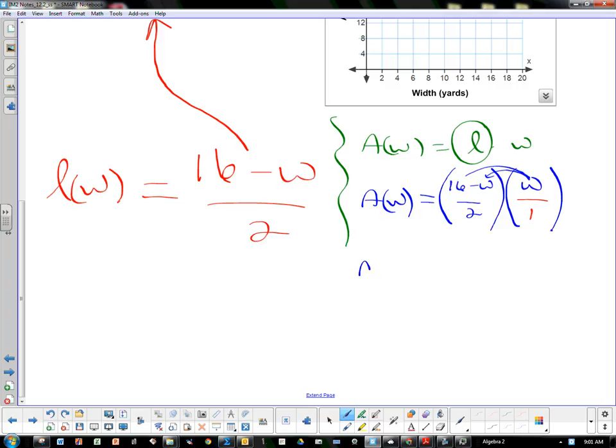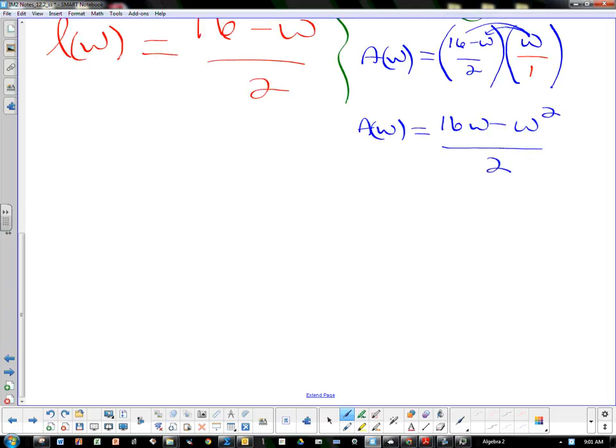So here we go. A of W is equal to, what's 16 times W? Good, 16W. Then W times negative W is minus W squared all over 2. Good. Don't multiply the W and the 2, please. Hey, we've got a quadratic. And you can write it in standard form if you feel like it.